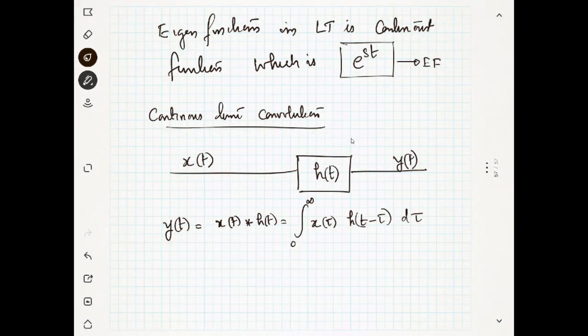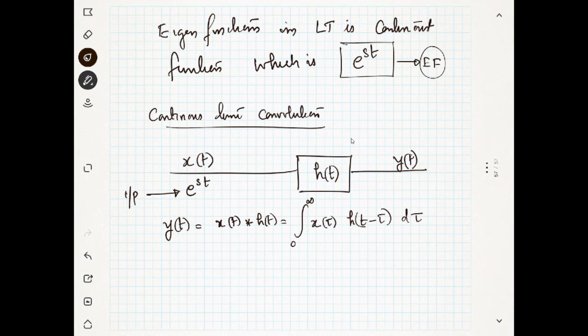Now I am going to give my function input e power st. Be very careful. You see here, I am going to give my input as e power st. This is my input. I told you it is an eigenfunction. If it is an eigenfunction, I will get the same function at the output. Do you agree with me in this regard? I am going to check it. Is it an eigenfunction?